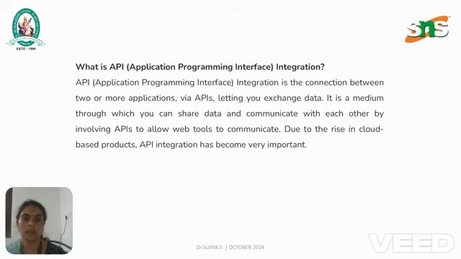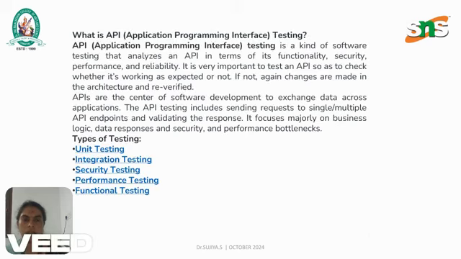And what is API integration? It is the connection between two or more applications via an API, letting them exchange data. It is a medium through which you can share data and communicate with each other by involving an API to allow web tools to communicate. And what is API testing? Like software testing, API testing also undergoes various types of tests such as unit test, integration test, security test, performance test, and functional test, before exchanging data across applications.